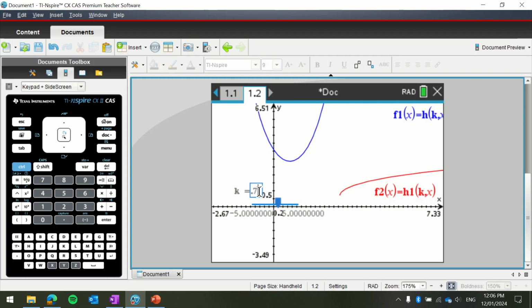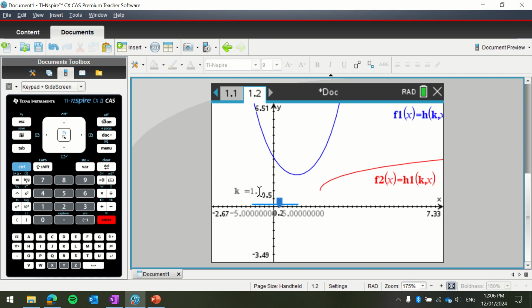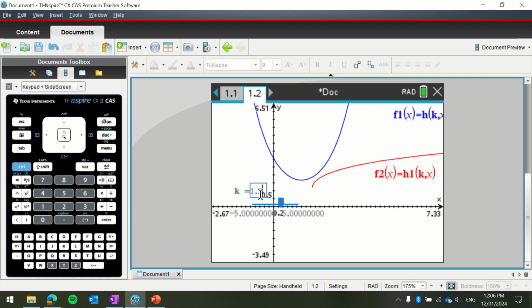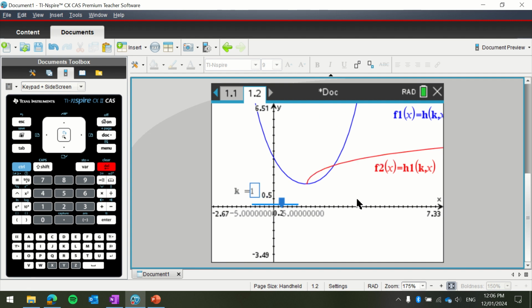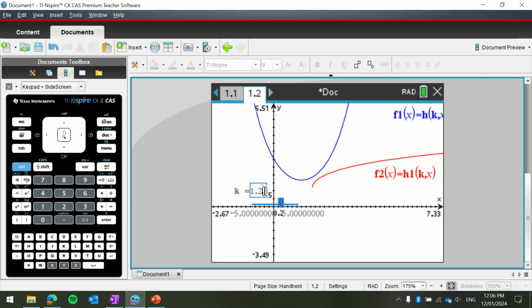0.7, even closer. So let's go to 1. They get closer still. 1.1, closer. Let's try 1.4. Oh, now they intersect. But I want to see the process of getting closer to each other. So 1.2, that's still not there. 1.25, now they're getting closer. 1.255, closer and closer still.